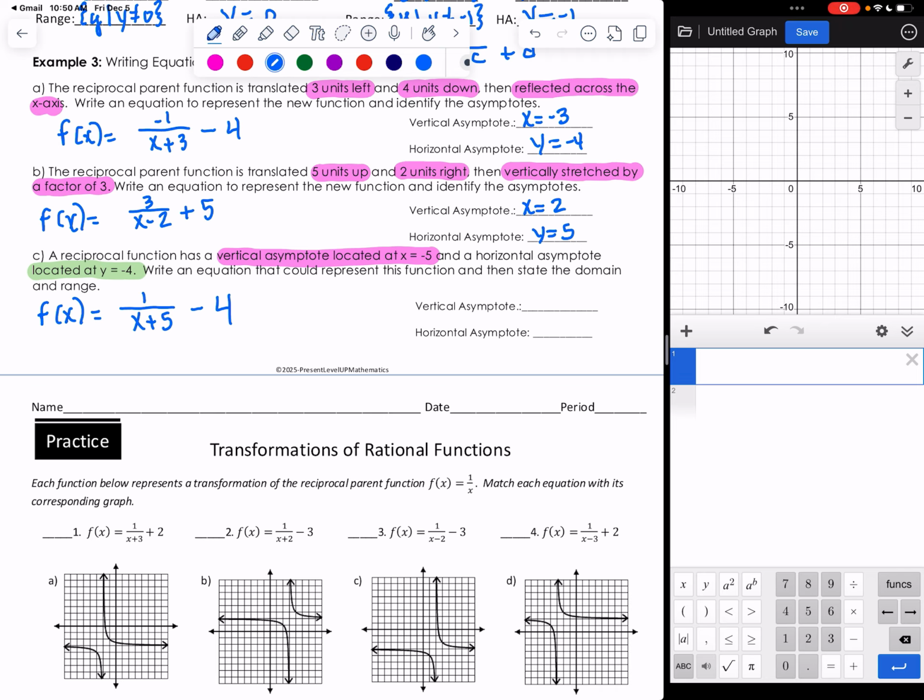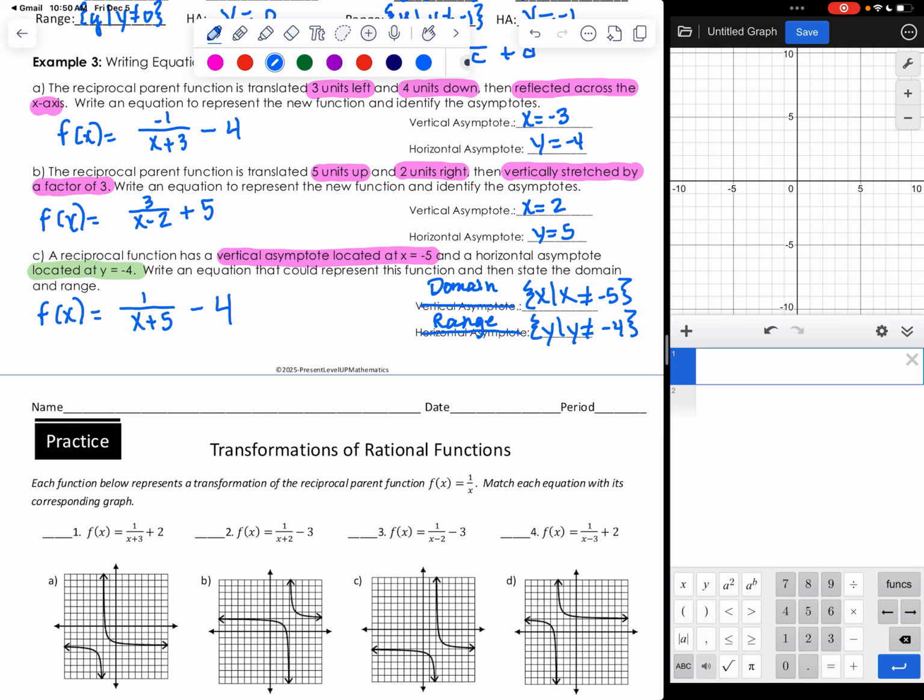Now, then they want us to state the domain and range. The domain would be the set of all x's such that x cannot equal negative 5, and the range would be the set of all y's such that y cannot equal negative 4.